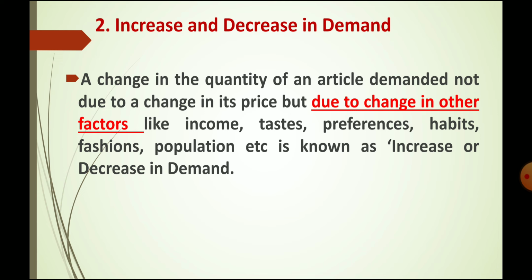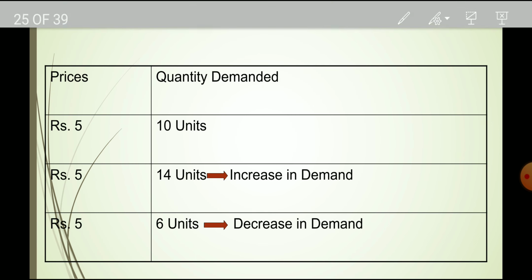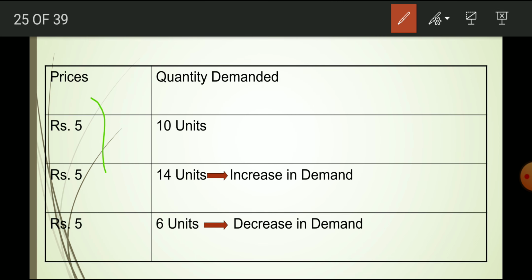Here, price has to remain constant. Constant means same. There is only a change in other factors. We already discussed the price. Here, for example, the price is rupees 5 and remains constant.